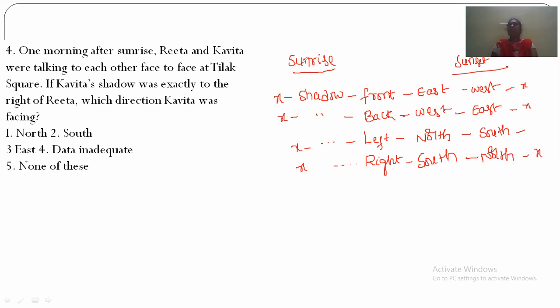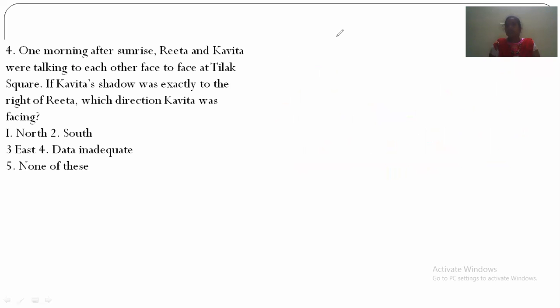At the time of sunrise or sunset, in the question they may give you clues, like morning. Morning means we have to treat it as sunrise. Evening means sunset. Afternoon, we can't say, so probably they won't ask such questions. If we know the basic things here, then we can definitely answer such questions.